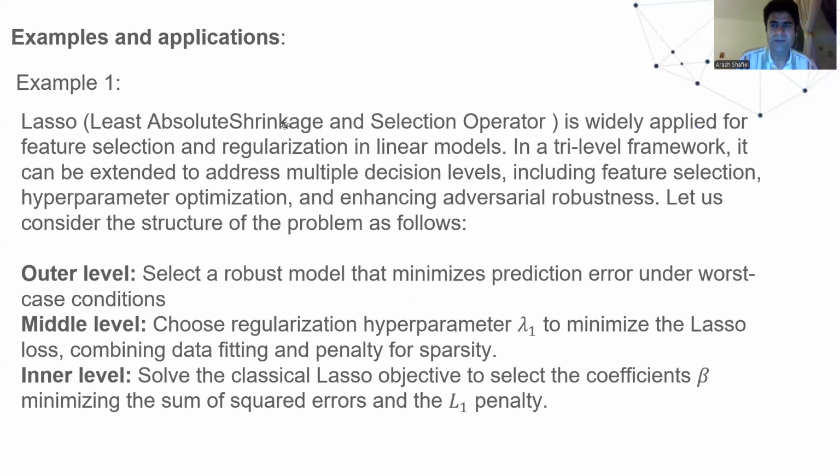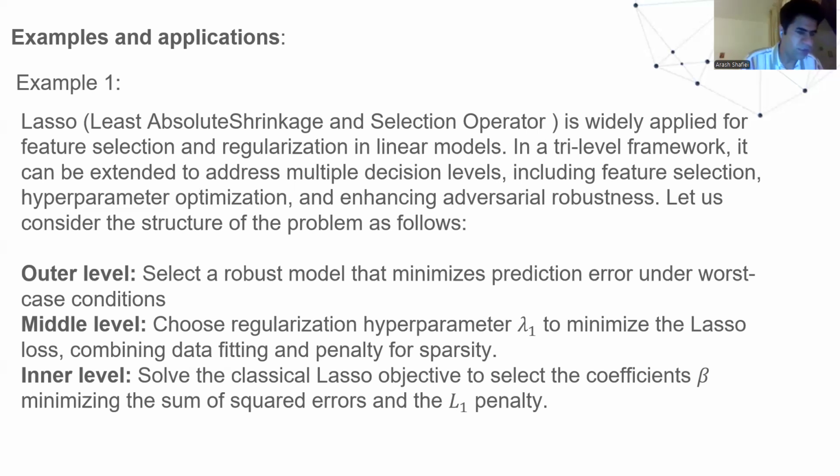So let's point out two examples and applications in machine learning. As you know, the structure of our problem is like smooth plus non-smooth functions. So the lasso class of functions, the least absolute shrinkage and selection operator, is widely applied for feature selection and regularization in linear models. In a trilevel framework, it can be extended to address multiple decision levels.